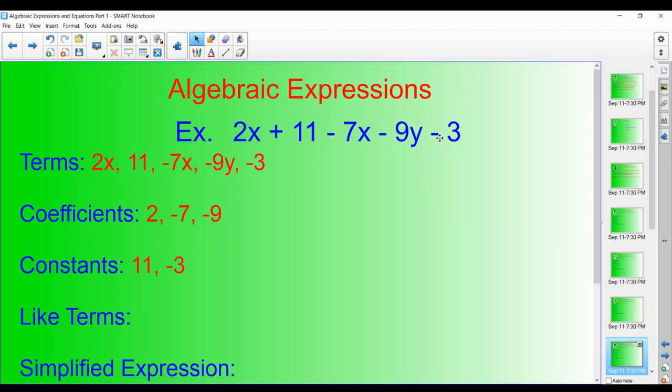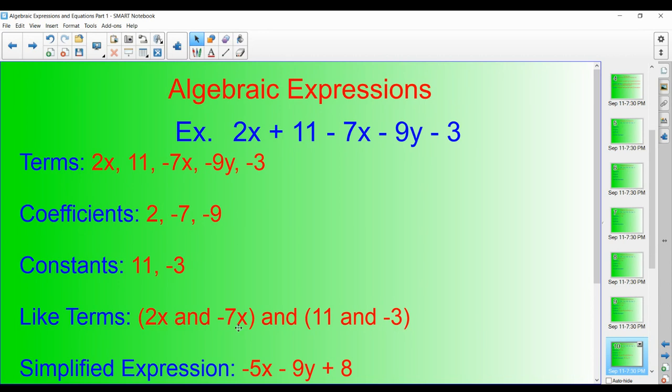Now I got to remember the negative sign goes with the following number. So negative 9y, negative 7x, positive 11, and positive 2x. And the like terms are the terms that have the same variable. So 2x and negative 7x, 11 and negative 3. And the problem might tell us, hey, can you simplify the expression? Can you combine like terms, make it look a little prettier?